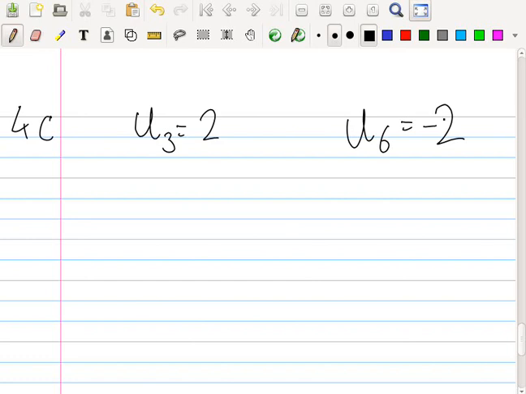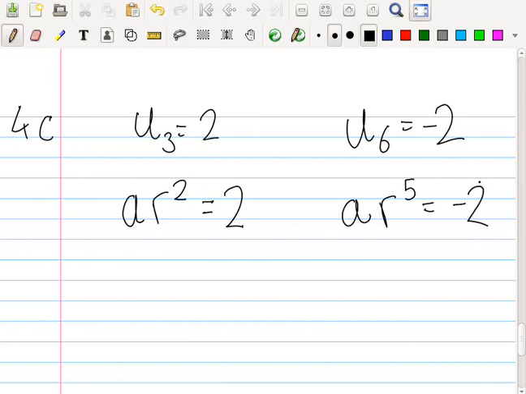Just like in the last lesson, you have 2 unknowns, A and R. And you can make 2 equations from U3 and U6. So firstly, U3, what's that? A R power 2. Yeah, A R squared. That should equal 2. And then this one here? A R to the 5 equals minus 2.